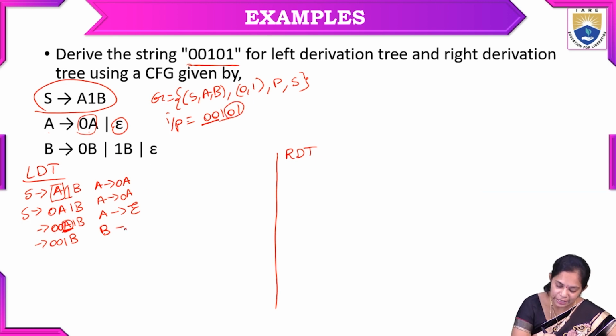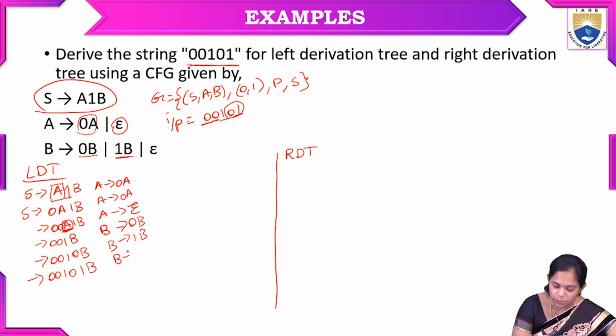Is there any equation with the 0 input symbol? Here 0B is there. So we will write this B as 0B. After that we require the input symbol 1, with the production rule B tends to 1B. And here we have 0, 0, 1B, 1 and B.